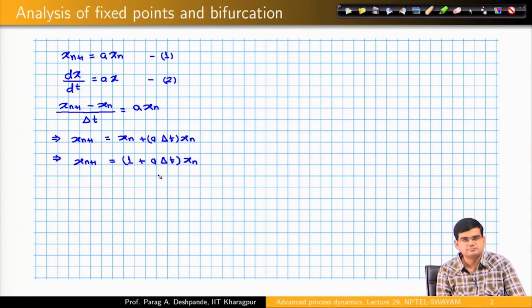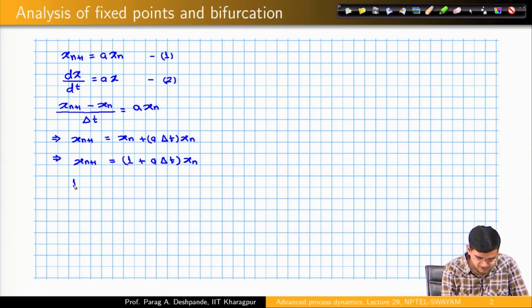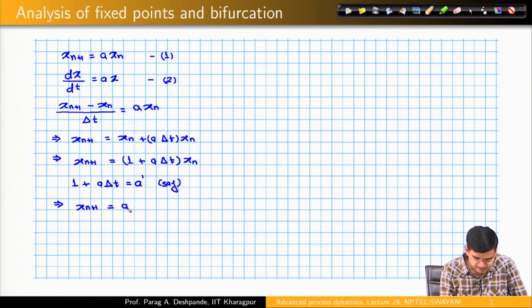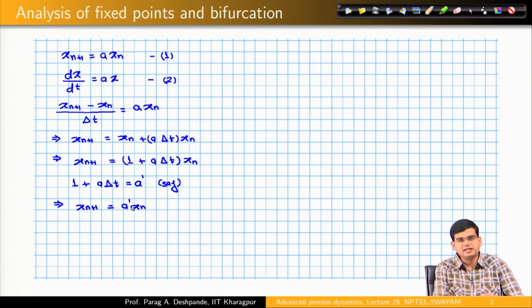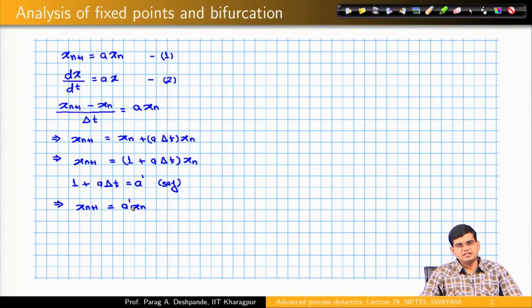x n. So, if I set 1 plus a delta t is equal to some different quantity, say a dash, then I can write x n plus 1 is equal to a dash x n, right. So, we in fact saw that the equation of the form x n plus 1 is equal to a times x n is the discrete analog of a first order linear autonomous system.